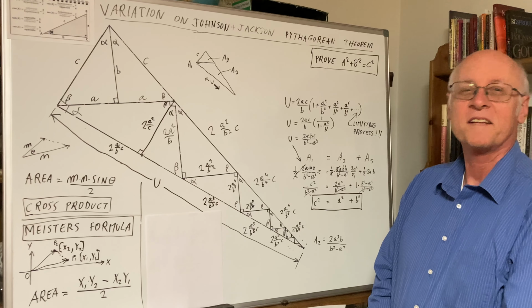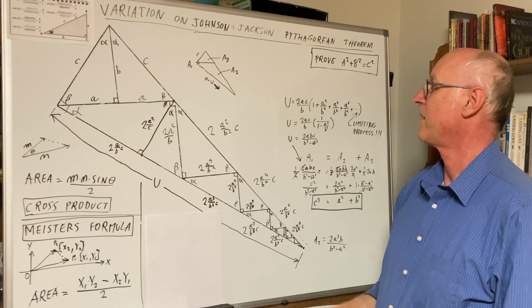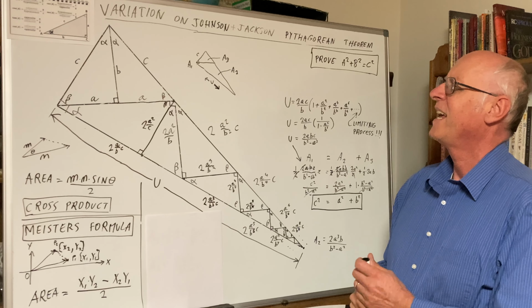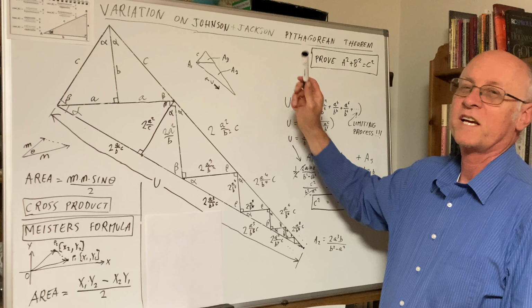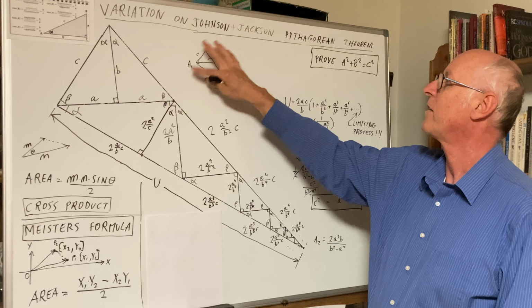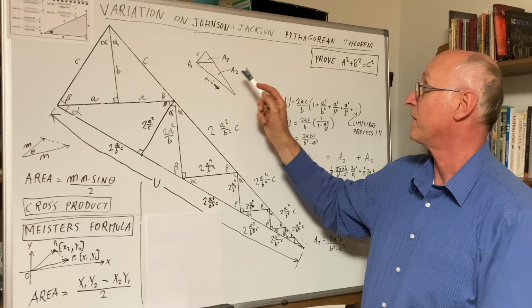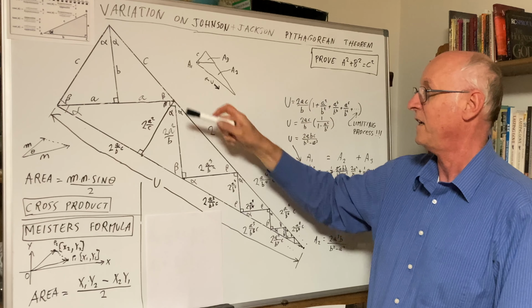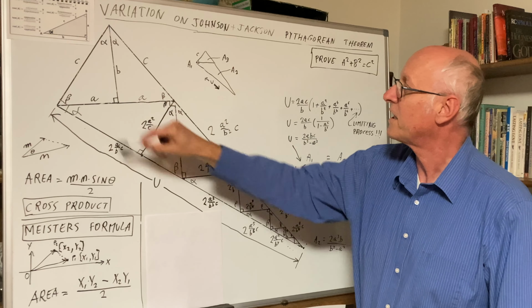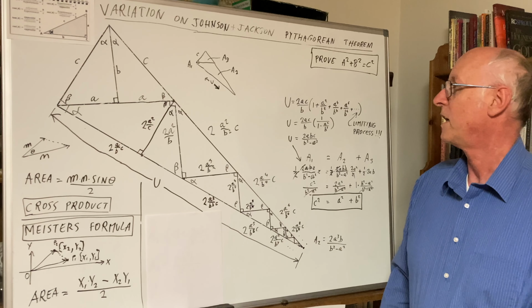Today we'll do still another variation on the Johnson-Jackson Pythagorean Theorem proof. And of course, as you know, Johnson and Jackson do things more with trigonometry. I use more of an area approach, namely this A1, the big one, consists of A2 and A3. Here's A1, here's A2, A3. A2 is the one that we need to calculate.